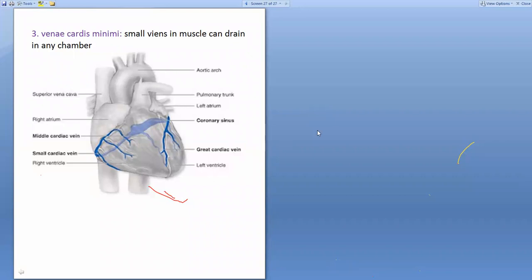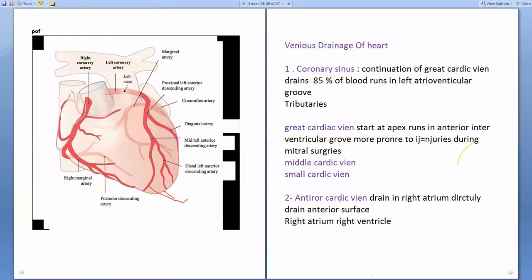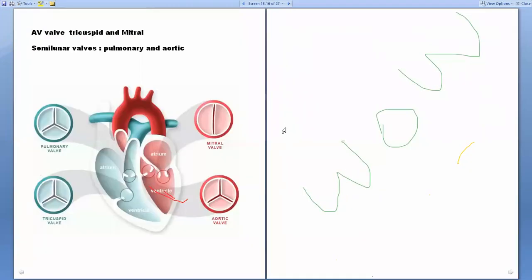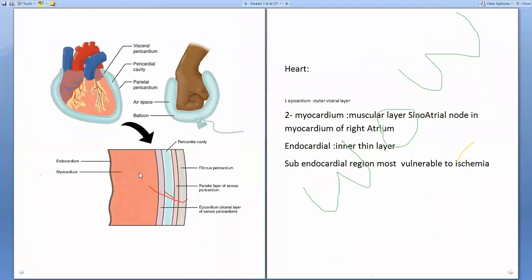We have other veins which are less significant, but we will discuss them anyway. It is the anterior cardiac vein, which drains directly into the right atrium. It is on the anterior surface of the right ventricle. We also have some veins within the muscle of the heart, called venae cardiacae minimae. What are they? Venae cardiacae minimae are minimal veins within the myocardium. They are small veins that drain blood directly into any chamber. Look, I will explain it here. We have venae cardiacae here, small venules. They drain directly from this part into the ventricle or the atrium. It doesn't matter. Okay, it has less significance.